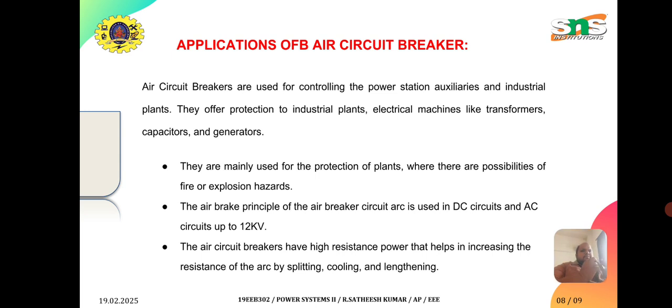Applications: the air circuit breakers are used for controlling power station auxiliaries and industrial plants. They offer protection to industrial plants and electrical machines like transformers, capacitors, and generators. They are mainly used for the protection of plants where there are possibilities of fire or explosion hazards. The air circuit breaker principle is used in DC and AC circuits up to 12 volt. The air circuit breaker has high resistance power that helps in increasing the resistance of the arc by splitting, cooling and lengthening.